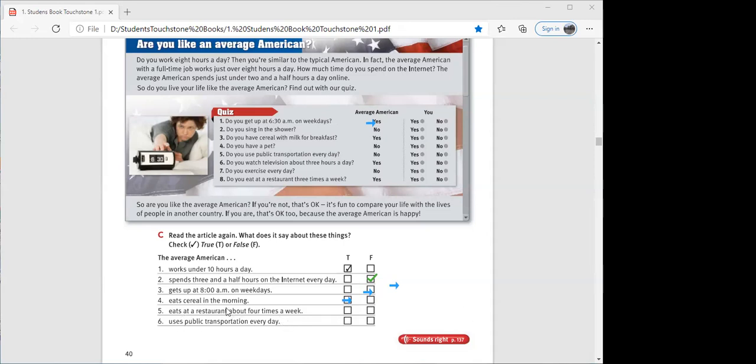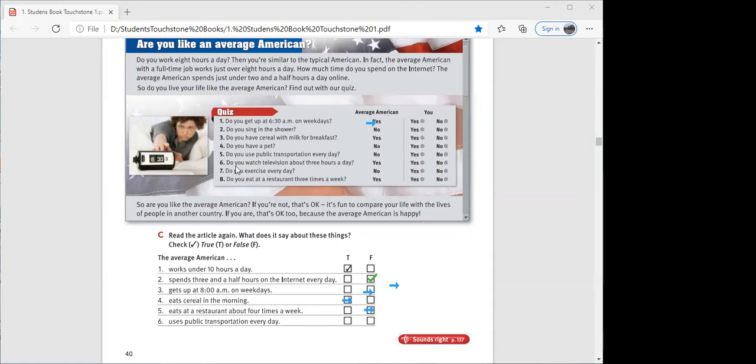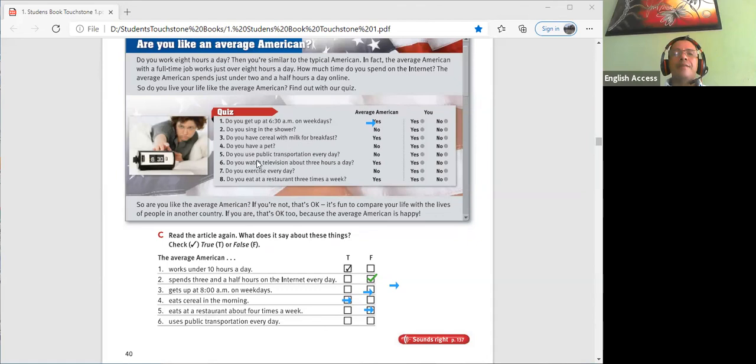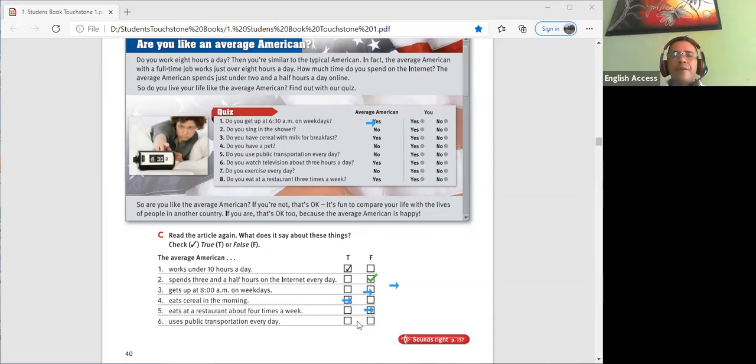So what is the answer? False, right? Last one, number 6. Number 6, uses public transportation every day. False. Why? You have it here, number 5. They say no. It's false.